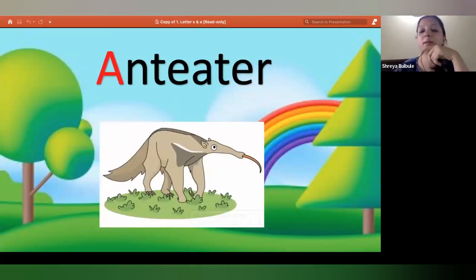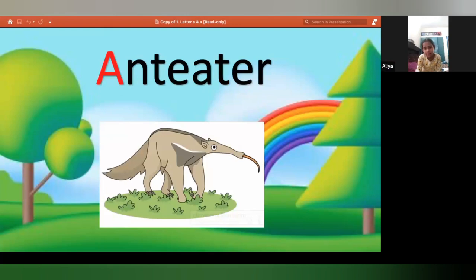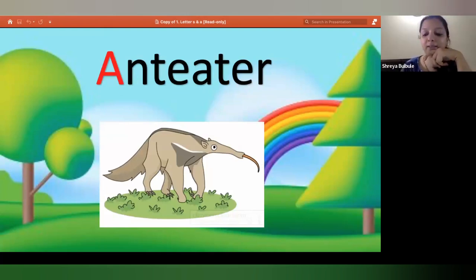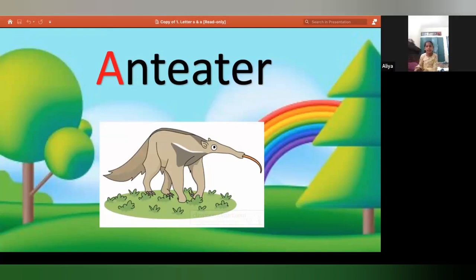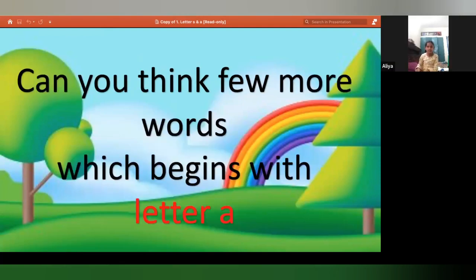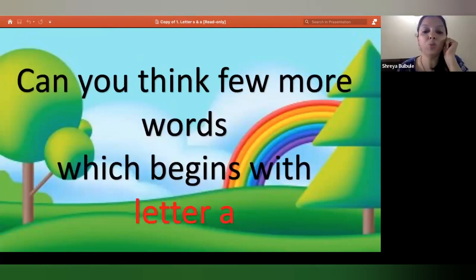What is this? Ant eater. Okay. Now, these were the words that we saw in the story. Can you think of some more words that begin with the letter A?